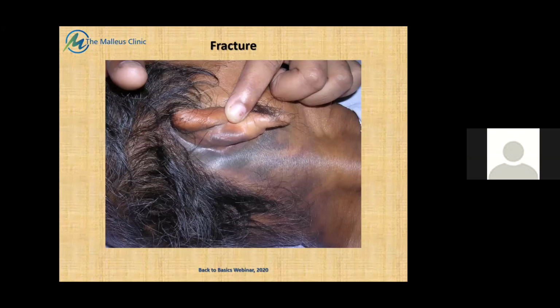What is this? This is the typical Battle's sign that one might encounter in a patient who's had head injury and who's vertiginous. This area, the hematoma which is caused in the mastoid area in the post-auricular region, is clinically known as the Battle's sign. So this is a picture demonstrating the Battle's sign in a head injury patient.